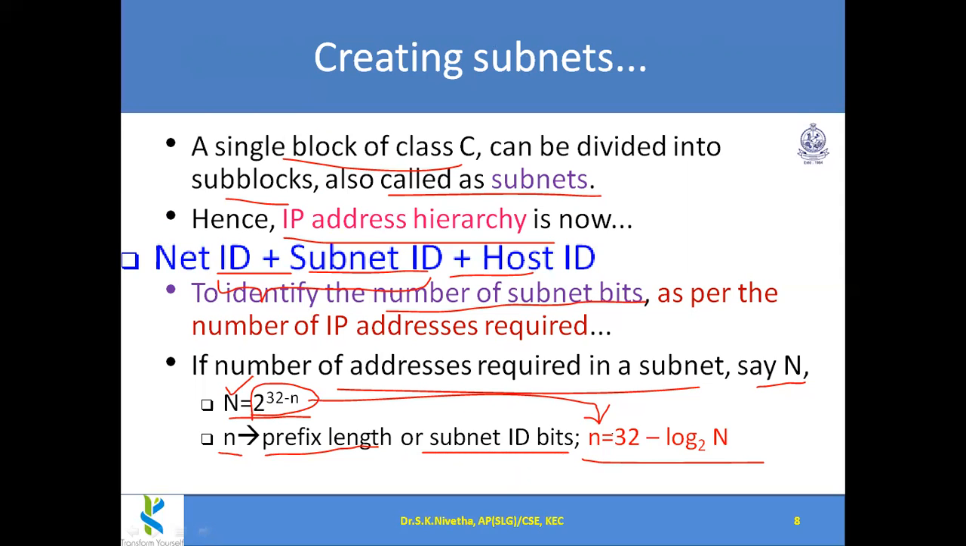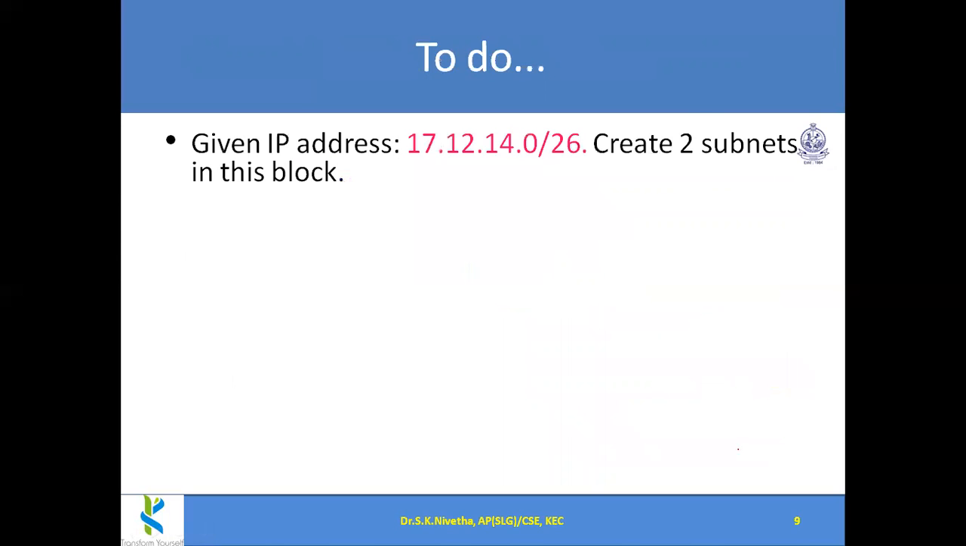And if I know how many addresses are required for a subnet, but I don't know the number of bits in slash notation that are to be added, in that case I can use this formula. Now we shall see one sample for that, how it can be done.